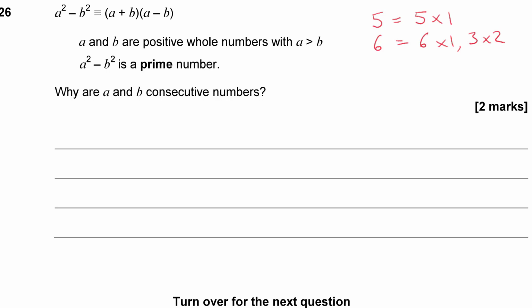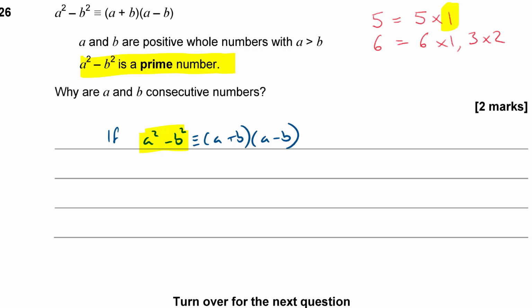So what makes a prime is that if I've got two numbers that multiply together to give you that number, then one of them has to be 1. Otherwise, it's not a prime. So let's have a look at what we've got here. We've got a squared minus b squared, which is identical to (a plus b)(a minus b), and we're saying that this a squared minus b squared is a prime number. So if this is prime, then it must mean that one of a plus b and a minus b must be the number 1.